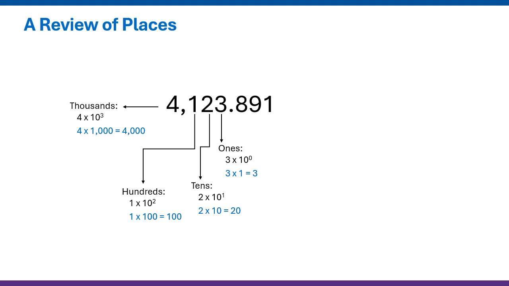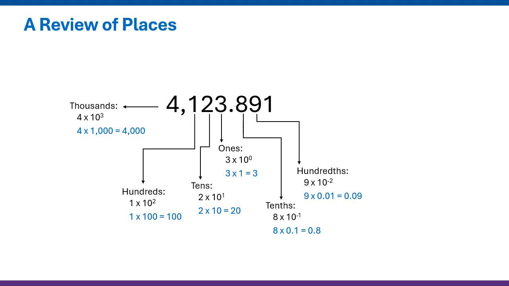We can also go to the other side of the decimal point and look at tenths, which is 8 times 10 to the minus 1, and minus 1 here indicates 0.1, so it's 8 times 0.1 equals 0.8. We can then move over to the hundredths place.